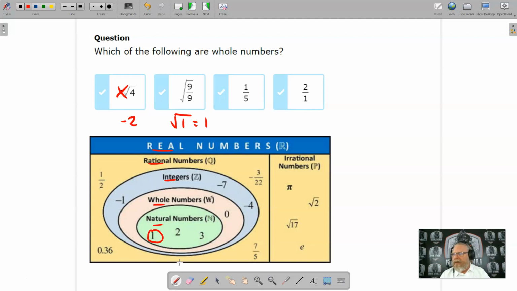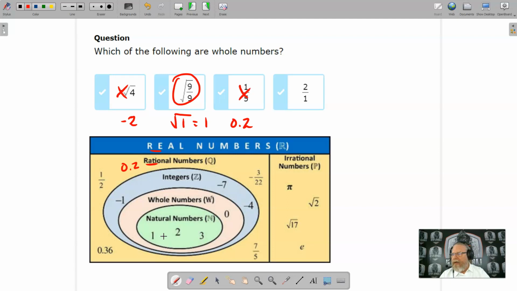Indeed, it is in that whole number set, so we would count this as a correct answer. On the next one, 1/5. Well, 1/5 is going to simplify to 0.2, so that would be out here, 0.2. So that would just be rational and real. So it is not a whole number.